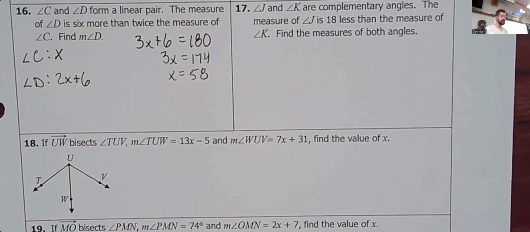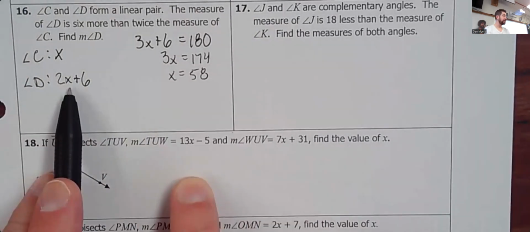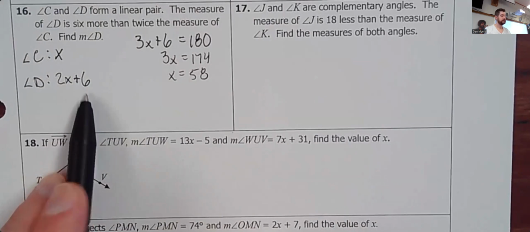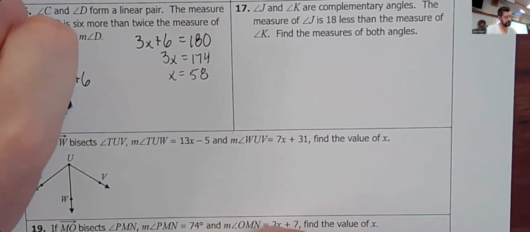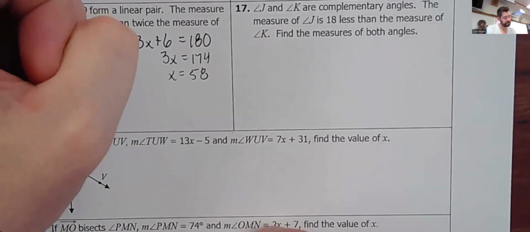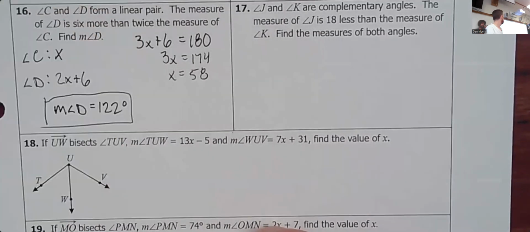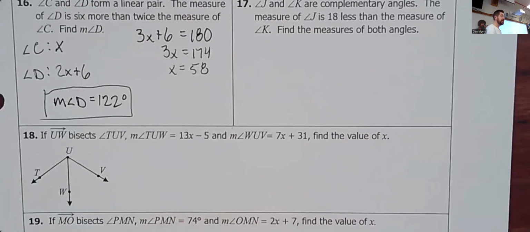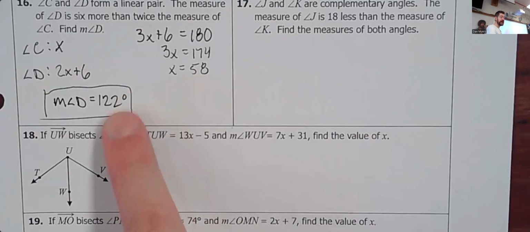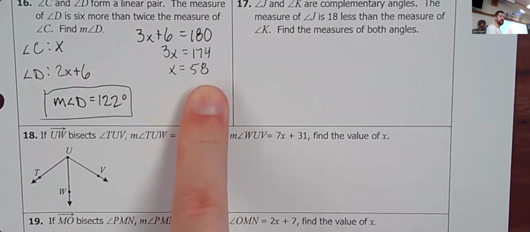D. Okay. So plug in 58 here. So 58 times 2 plus 6 is 122. So measure of angle D, 122 degrees. And by the way, if you add that with the measure of angle C, which is 58, those 2 should add up to equal 180 because they're a linear pair, and they do.